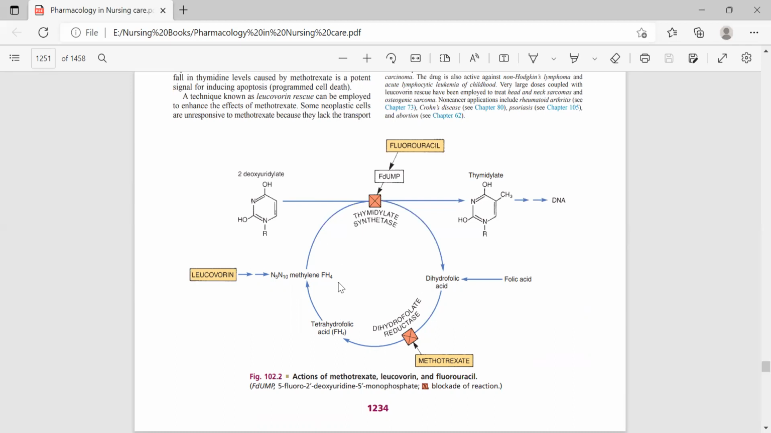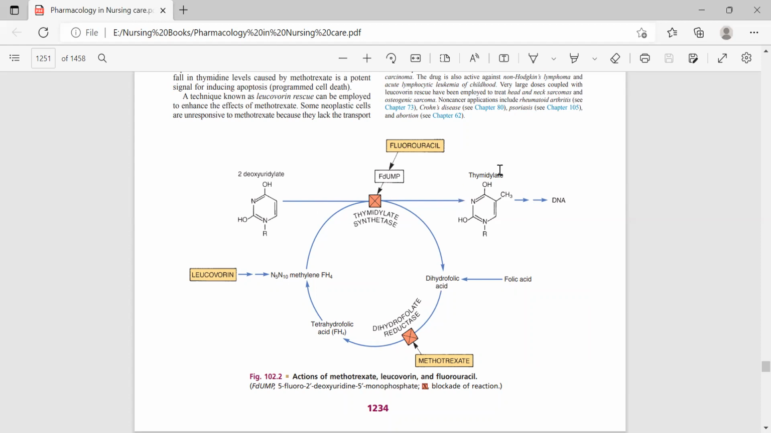So leucovorin rescue is needed in this phase, where folinic acid is converted into N5,N10-methylene FH4, skipping the step in which the enzyme dihydrofolate reductase is inhibited. This N5,N10-methylene FH4 is then required for thymidylate synthase. At this level, the other antimetabolite, a pyrimidine analog named fluorouracil, inhibits thymidylate synthase and suppresses the production of thymidylate.